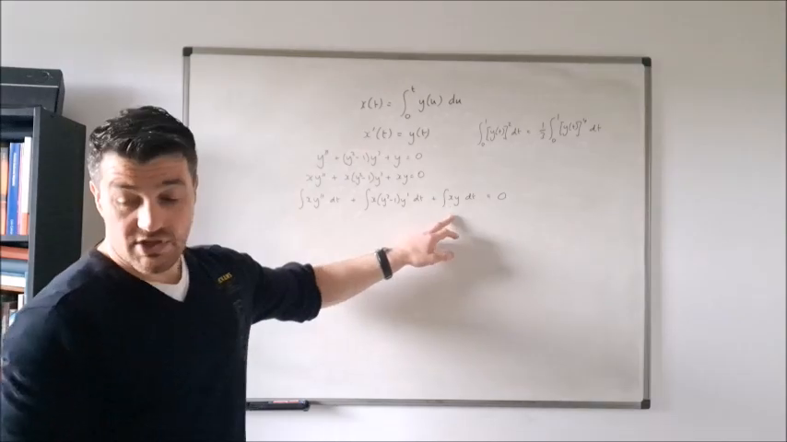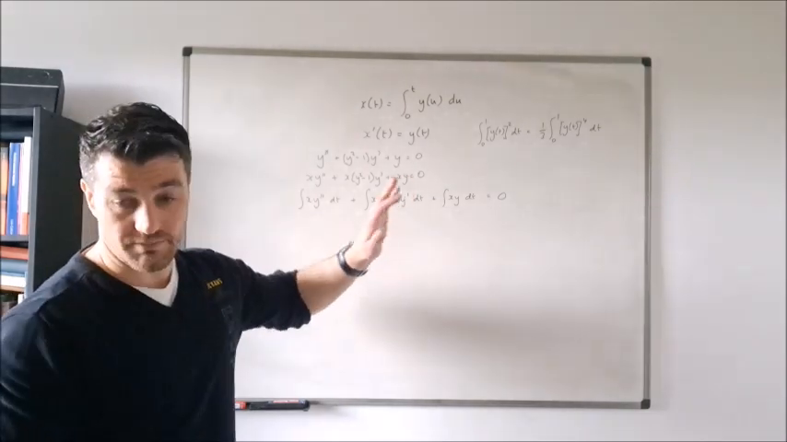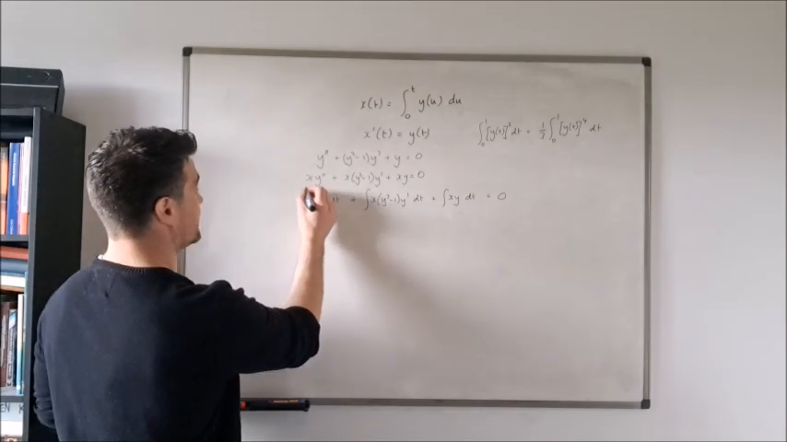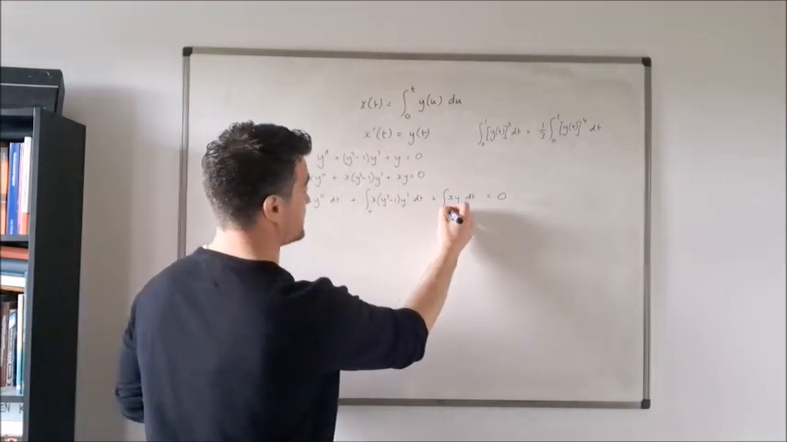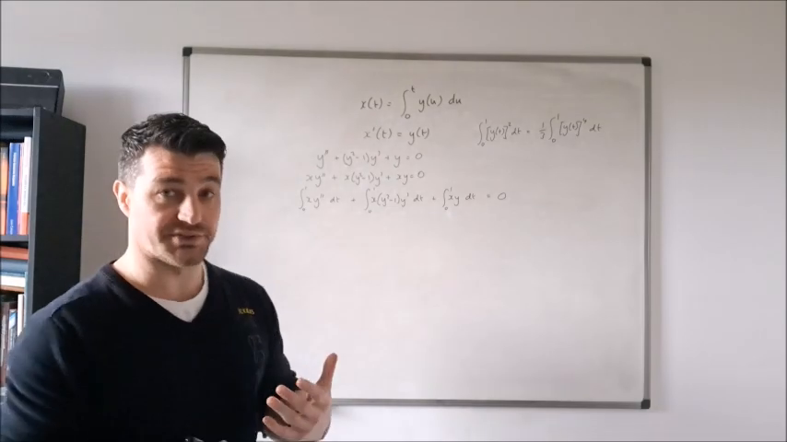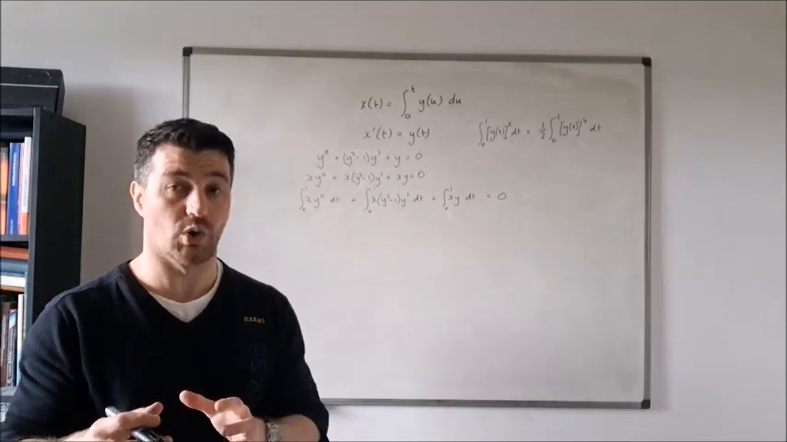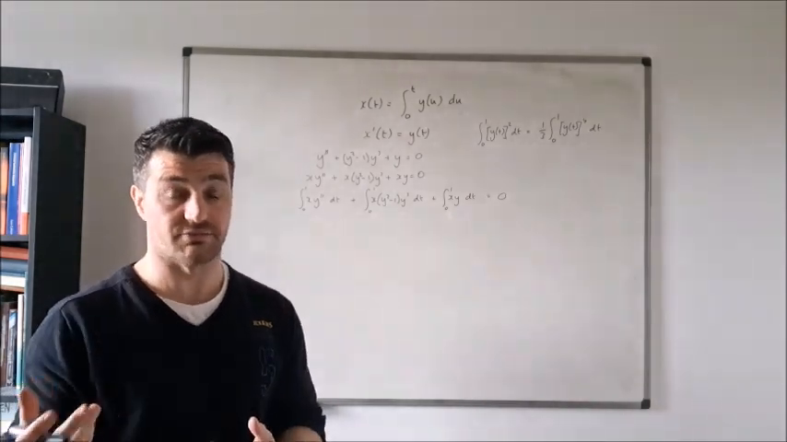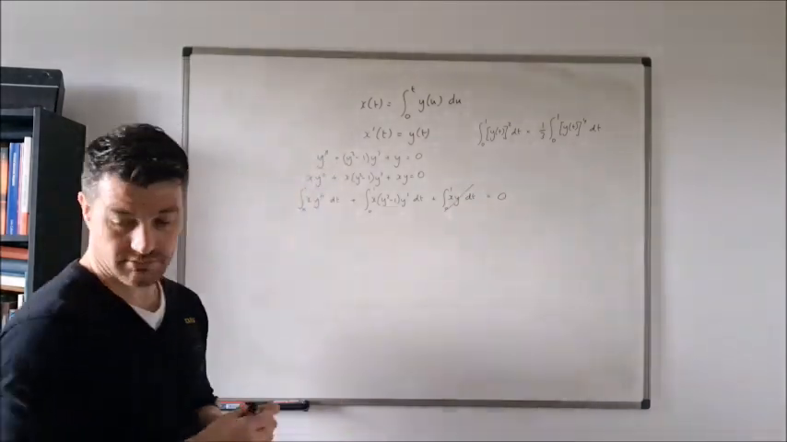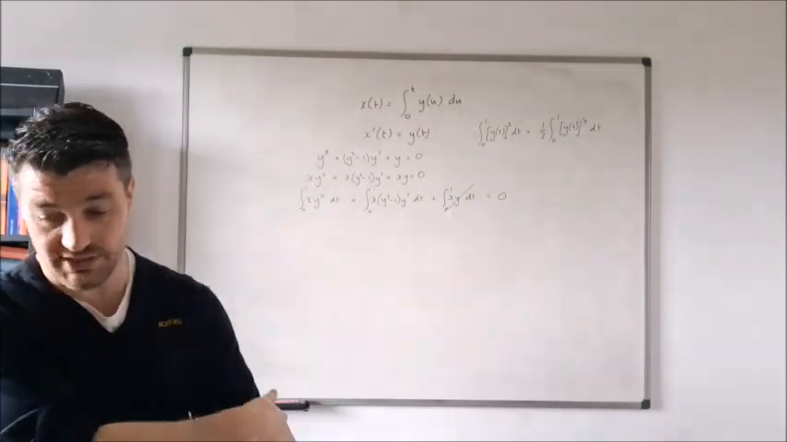So we already know what this is. From the very first part, we figured out that, let me put the limits in, 0 to 1. This integral was a half x of 1 squared, but we figured out that x of 1 is equal to 0. This is equal to 0. Okay, so we can just get rid of that straight away.